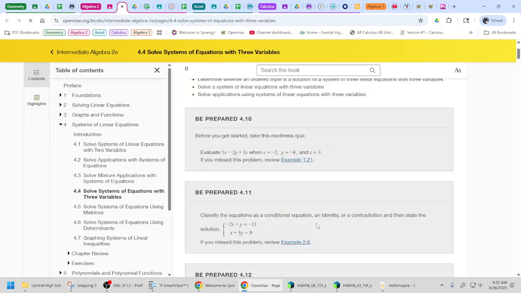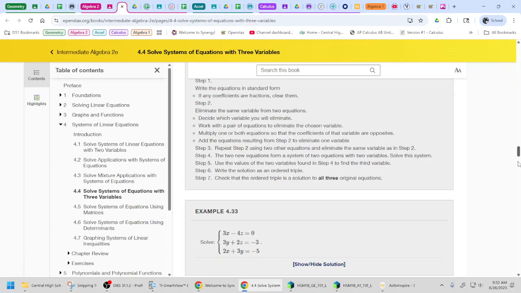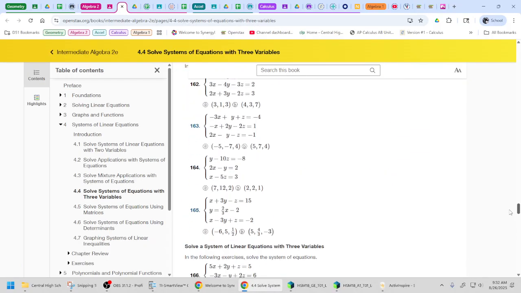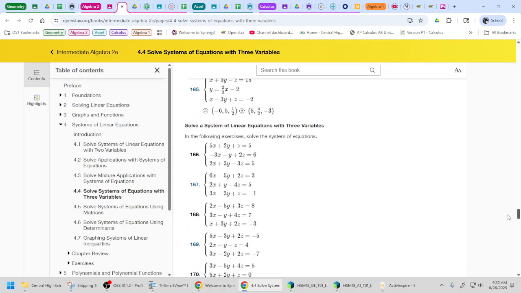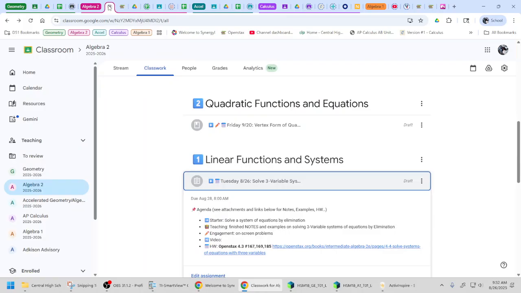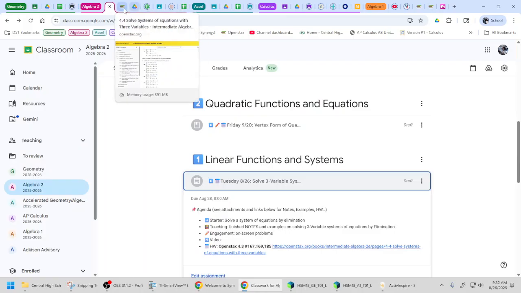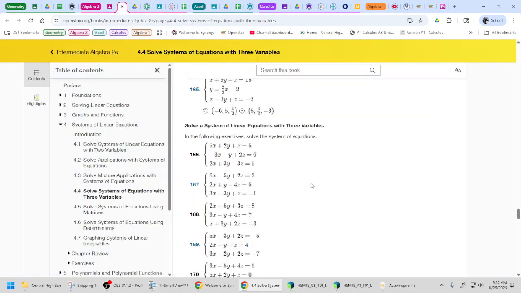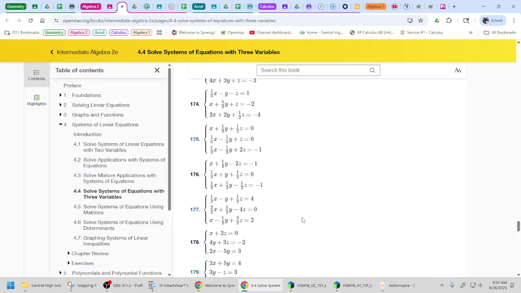Everybody look up at the screen while I show you this. So you're going to do some of these problems off of OpenStax. I'm just having you do 3. Listen. So 167, 69, and 85. So let's look at those.